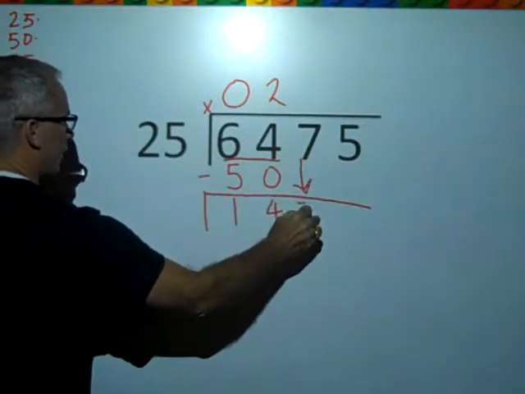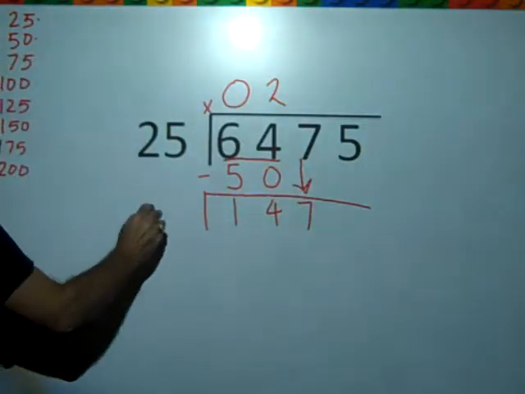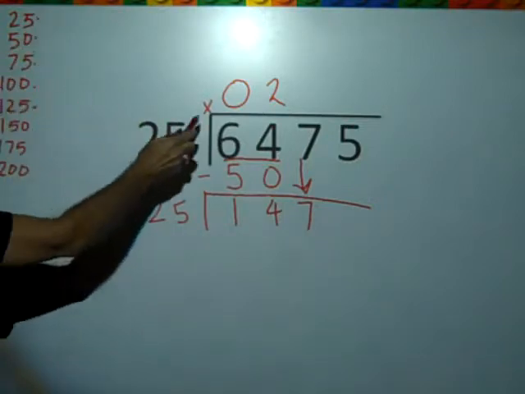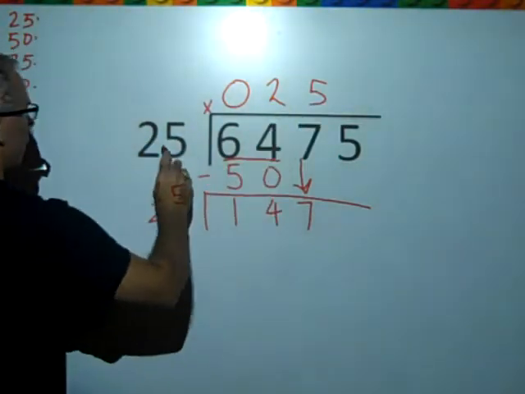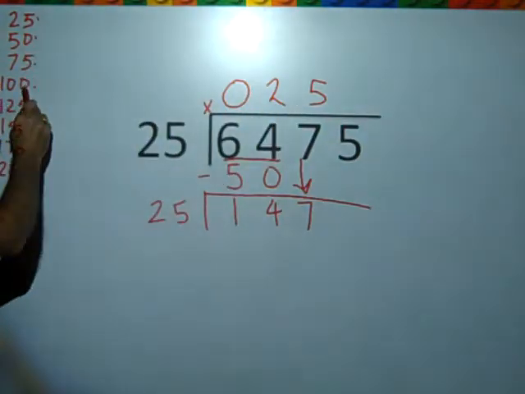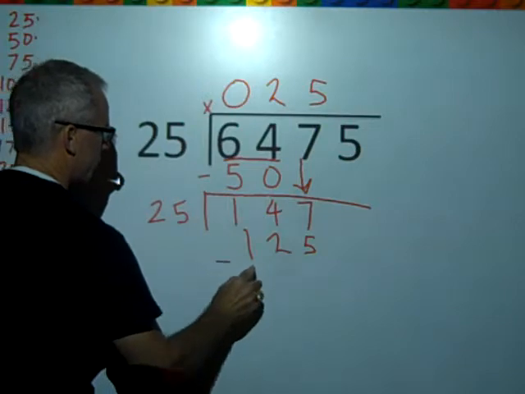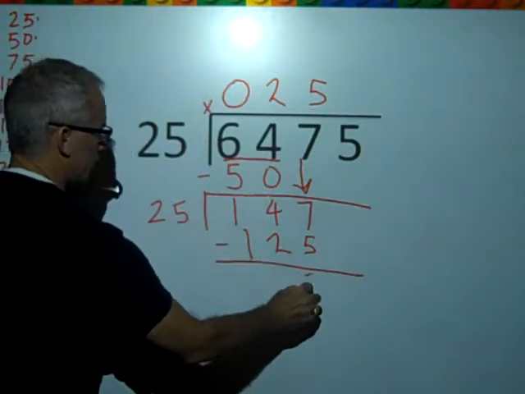Bring down my next digit, rewrite the divisor. How many groups of 25 go into 147? Go down the list, 150 is too big, so 125. So 1, 2, 3, 4, 5 groups. And then 25 times 5, 1, 2, 3, 4, 5 gives me 125. Subtract.